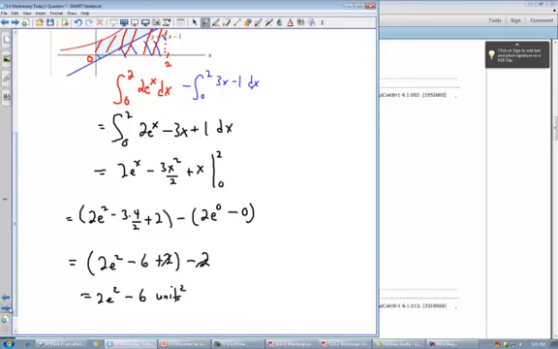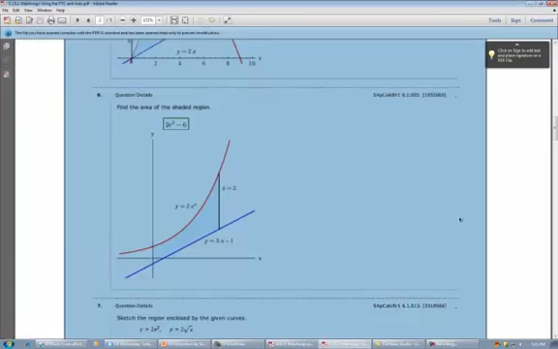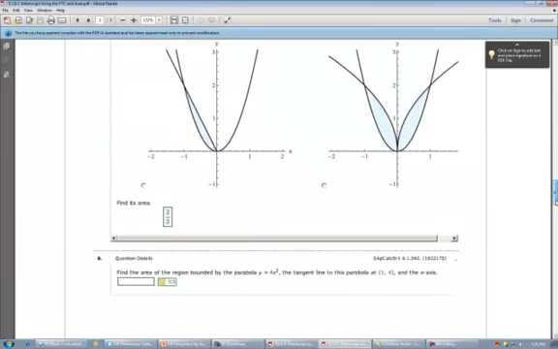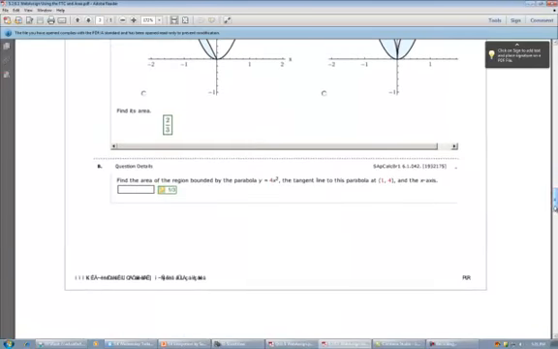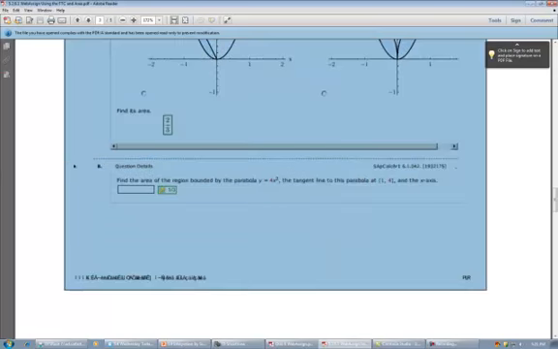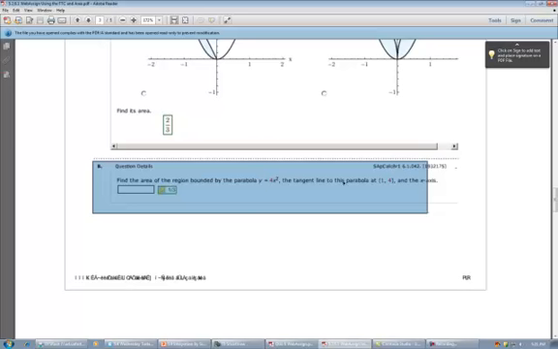All right, the next problem I want to look at is number 8. So let's come over here and scroll down to number 8. Okay. So on number 8, let's see what we have.